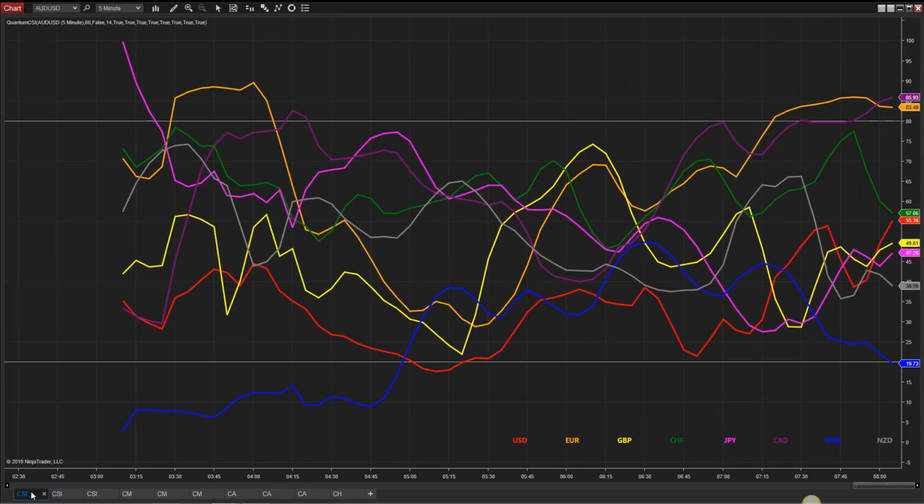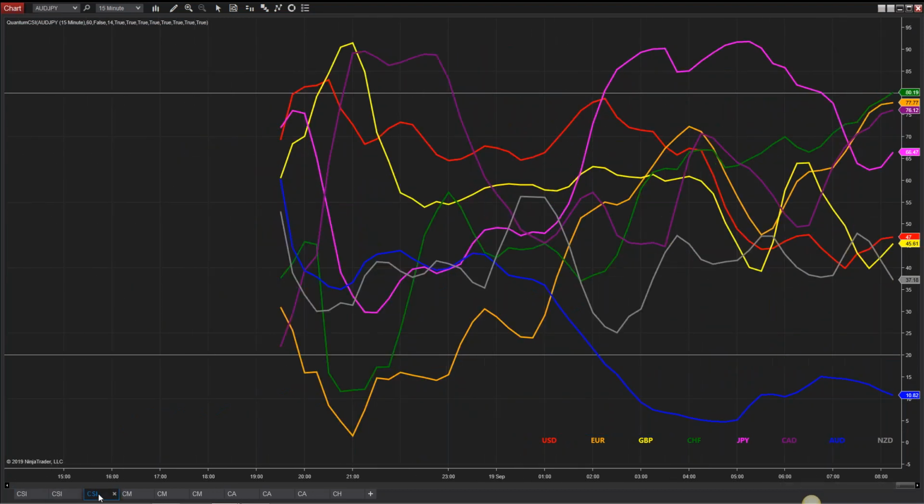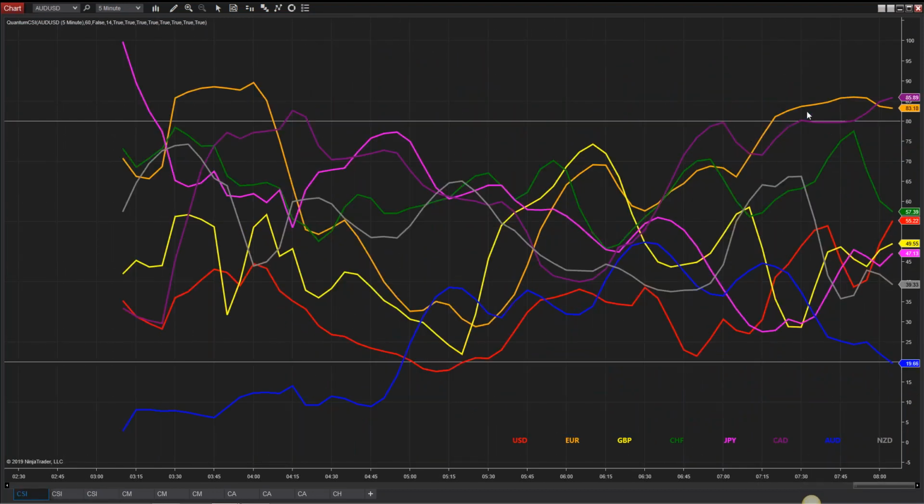Here we go. I've got this on 5, I've got this on 10, and this is on 15. So if we're down onto 5, the euro is very overbought, so it's right up at the top. The Canadian dollar is up here as well. It's just starting perhaps to kick over the euro, so maybe a little bit of selling coming into it. The Aussie down here, very beaten down.